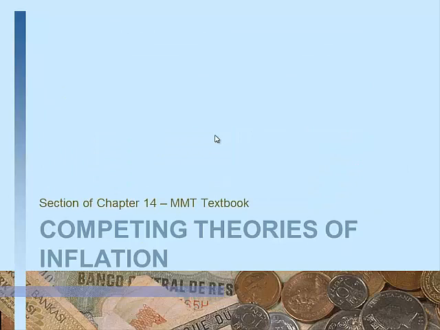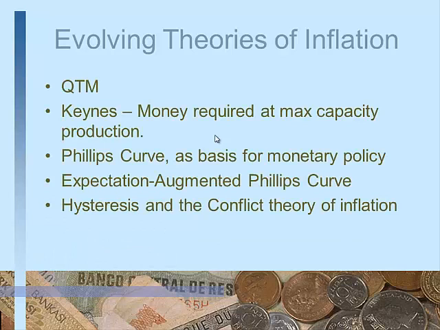All right, now we look at different theories of inflation. The first theory is the quantity theory of money: the more money you have, the more inflation you have. This theory was rejected by Keynes. He said that if the economy is operating at full capacity, then additional money will go to inflation. But if it is operating below capacity, then money will not lead to inflation.